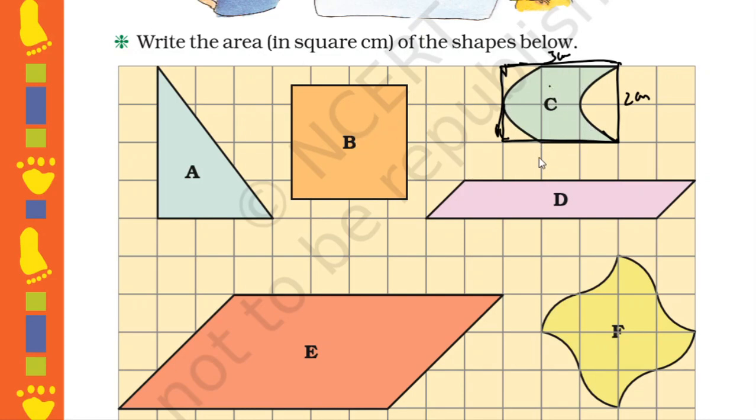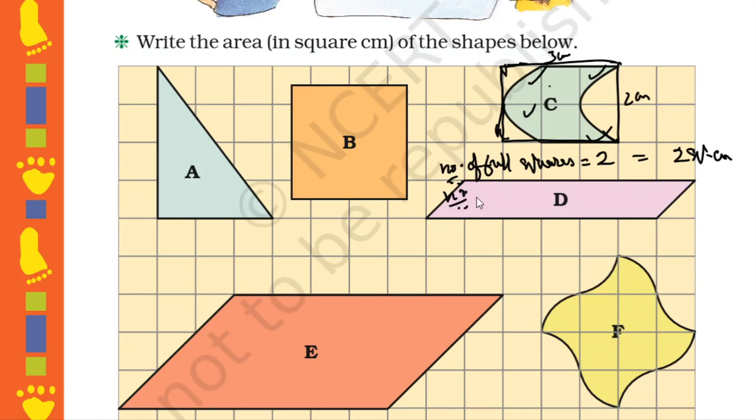How many full squares are there? Let me write, number of full squares is equal to how many? 1, 2. Therefore the area is equal to 2 square centimeters, isn't it? So the number of half squares, this is also 1, 2, 3, 4. The number of half squares is 4.